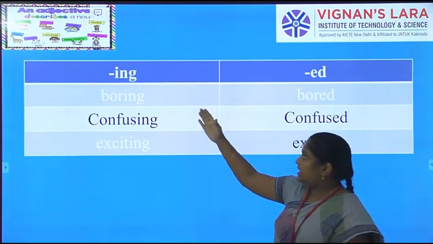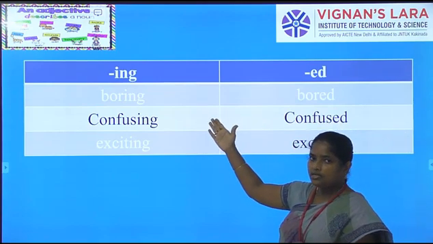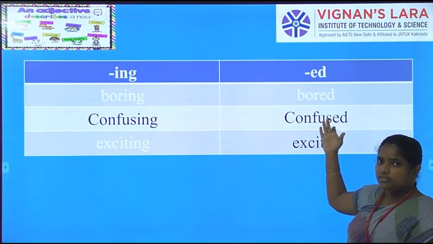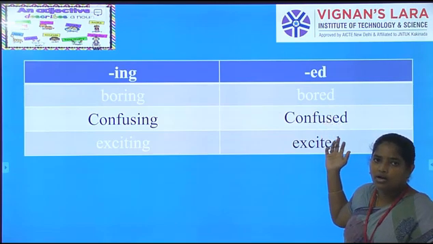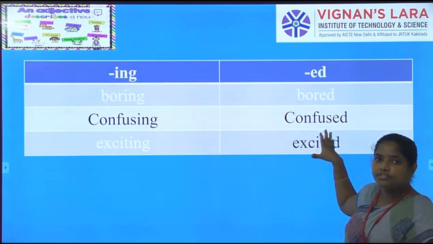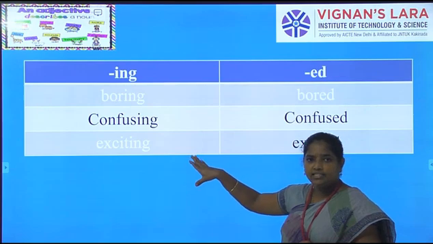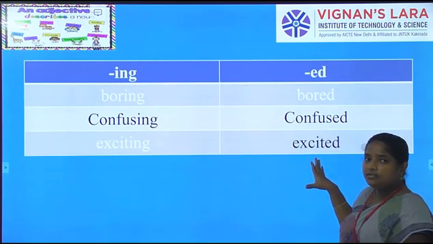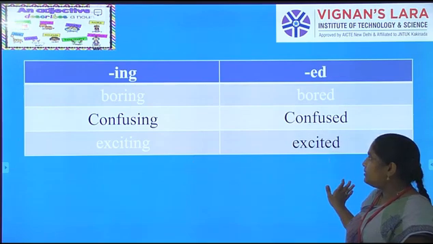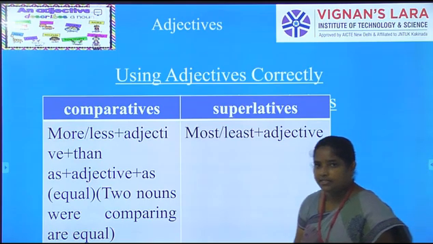Coming to the -ing and -ed adjectives: boring, bored, the verb is bore. Confusing, confused, the verb is confuse. Exciting, excited, the verb is excite. Okay, next, using adjectives correctly.